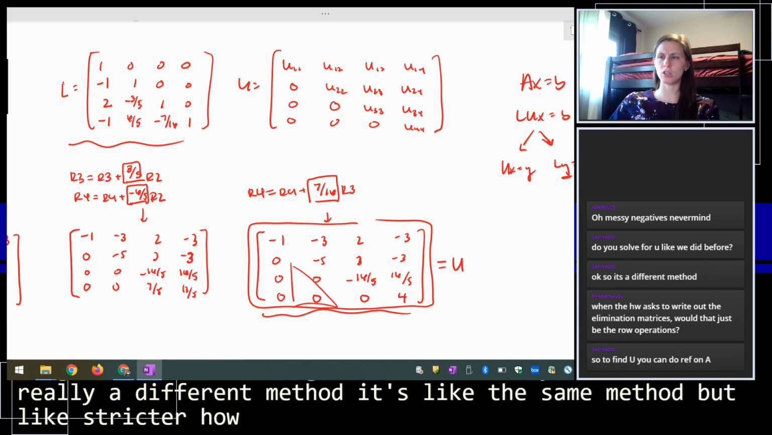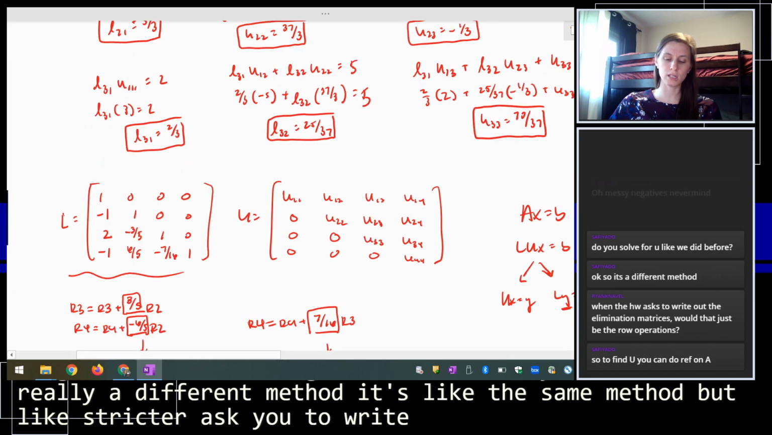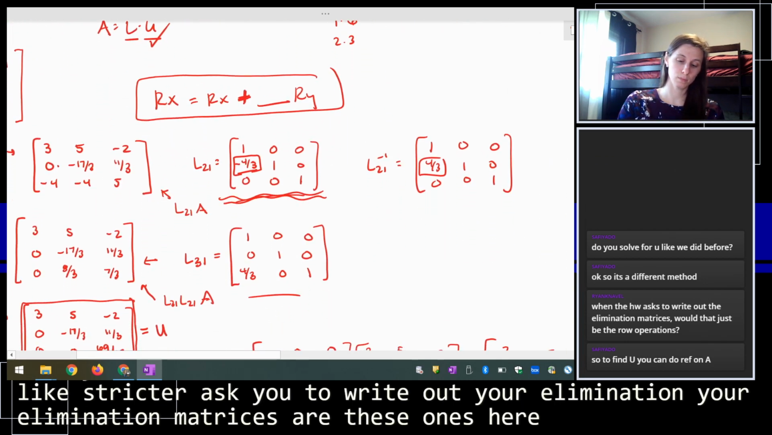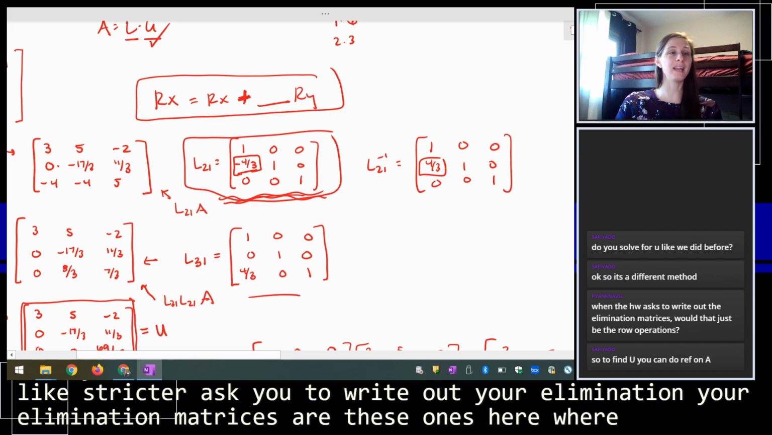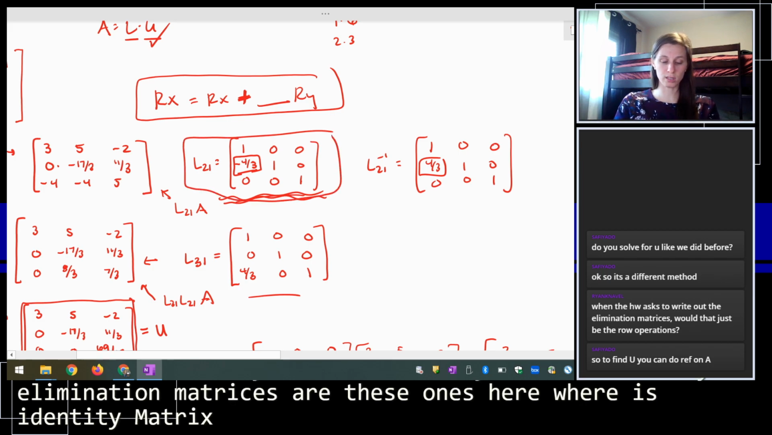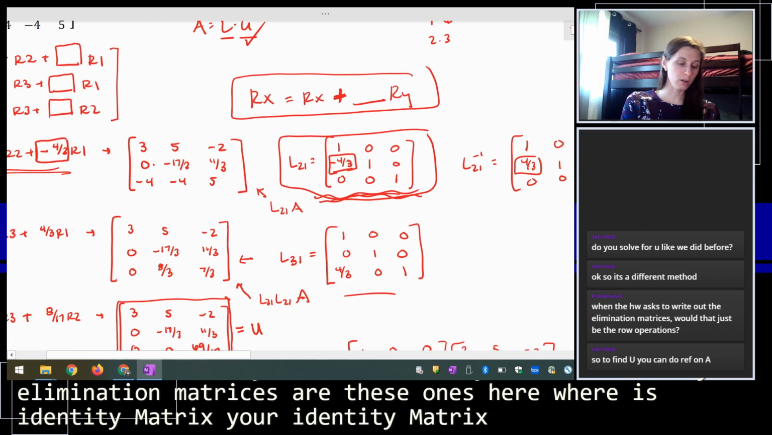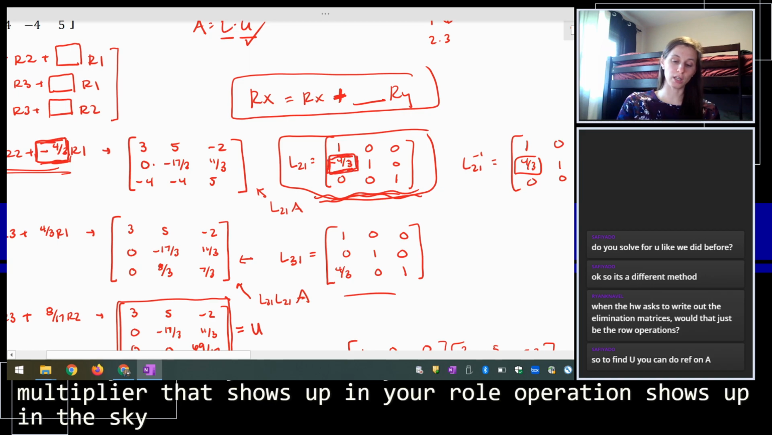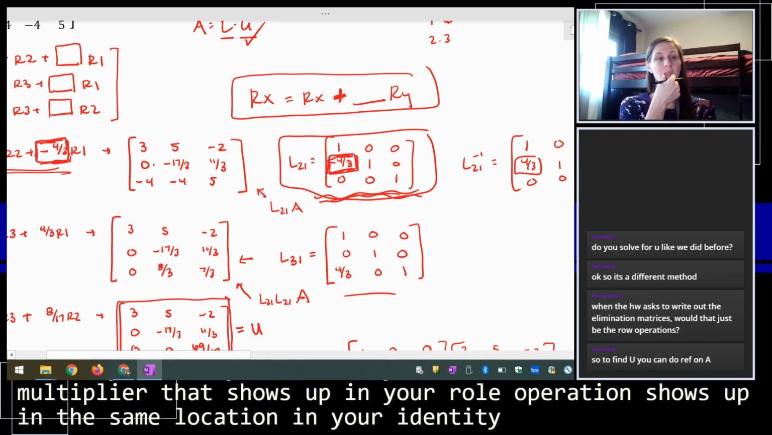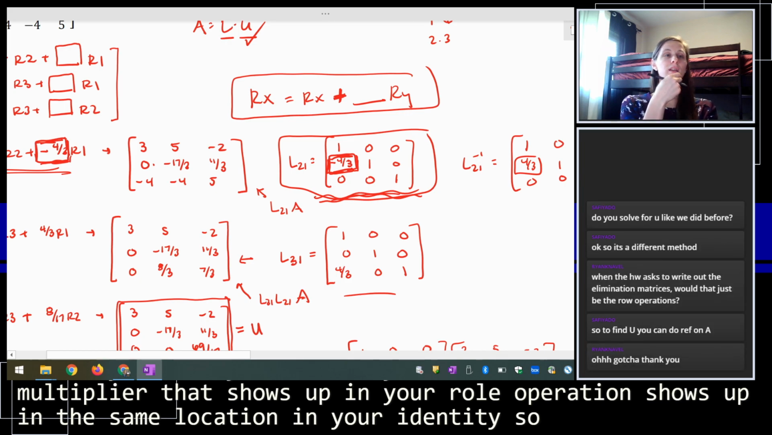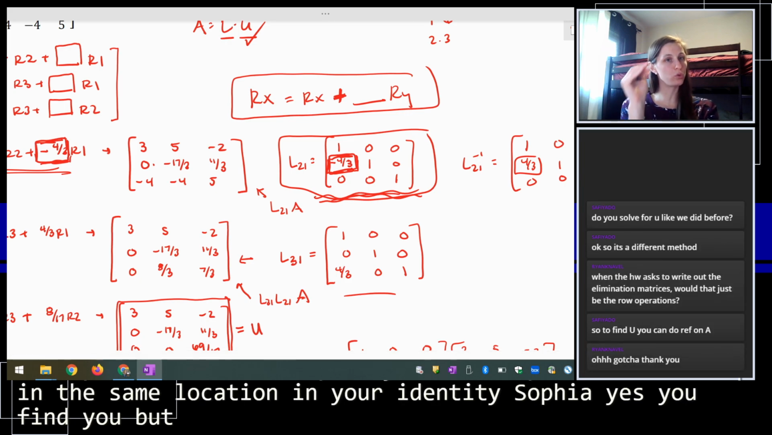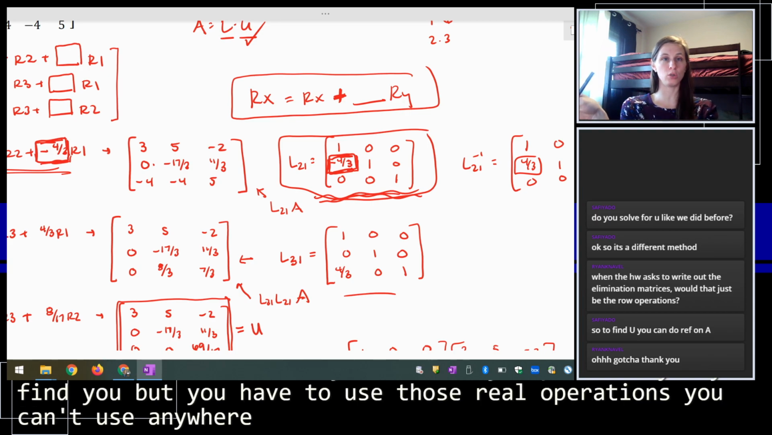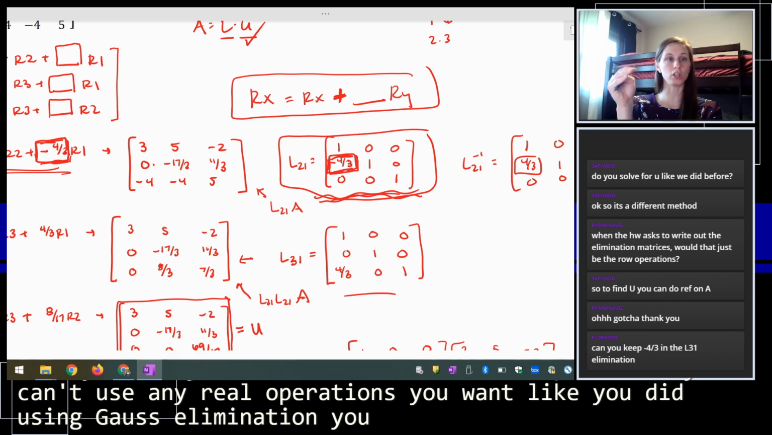Does the homework ask you to write out your elimination matrices? Your elimination matrices are these ones here, where it's your identity matrix, where the multiplier that shows up in your row operation shows up in the same location in your identity. So Sophia, yes, you find U, but you have to use those row operations. You can't use any row operations you want, like you did using Gauss elimination. You have to do just those row operations.